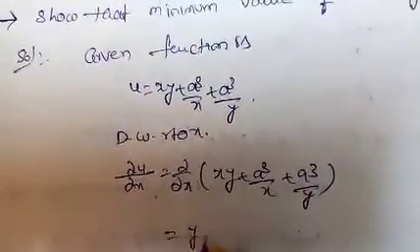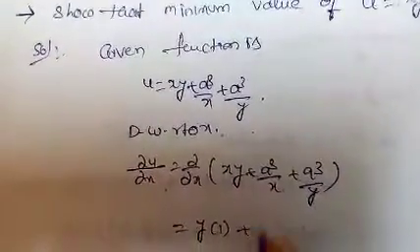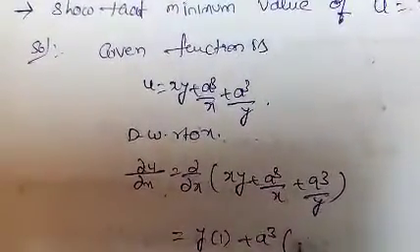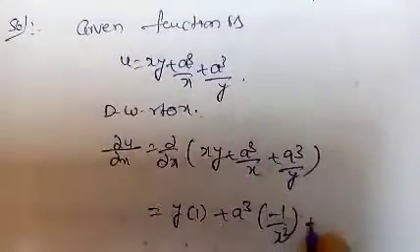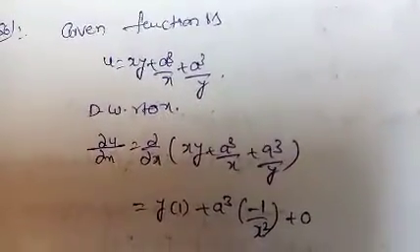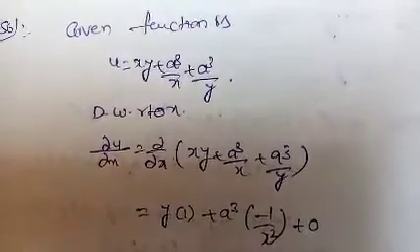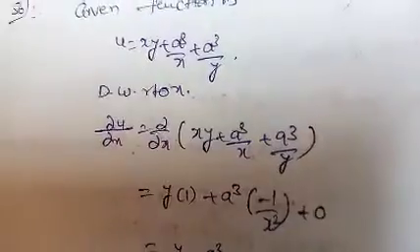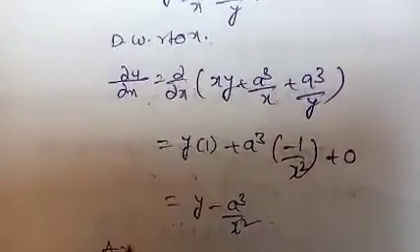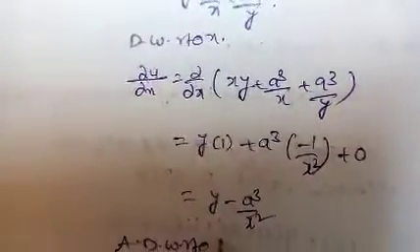So then y into the derivative of x is 1, plus a cube into the derivative of 1 by x is minus 1 by x square, and here 0. So then y minus a cube by x square. So this is the value. And next again differentiating with respect to y.